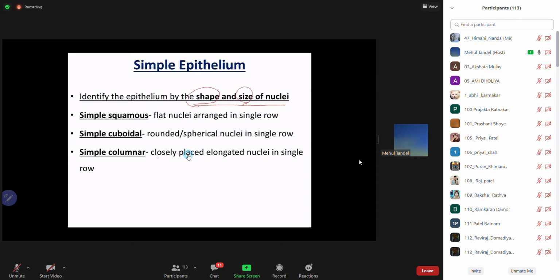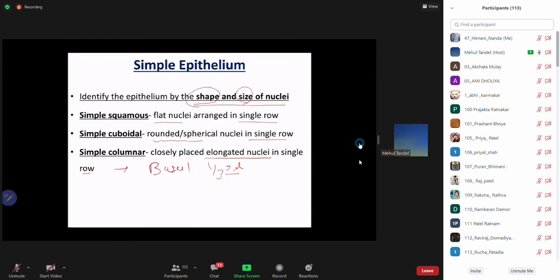We know how to identify these epithelium by shape and size of nuclei. Simple squamous: flat nuclei in a single row. Simple cuboidal: rounded and central nuclei in a single row. Simple columnar: elongated nuclei in a single row near the basal one third of the cell. Okay, so this is how to identify the epithelium.